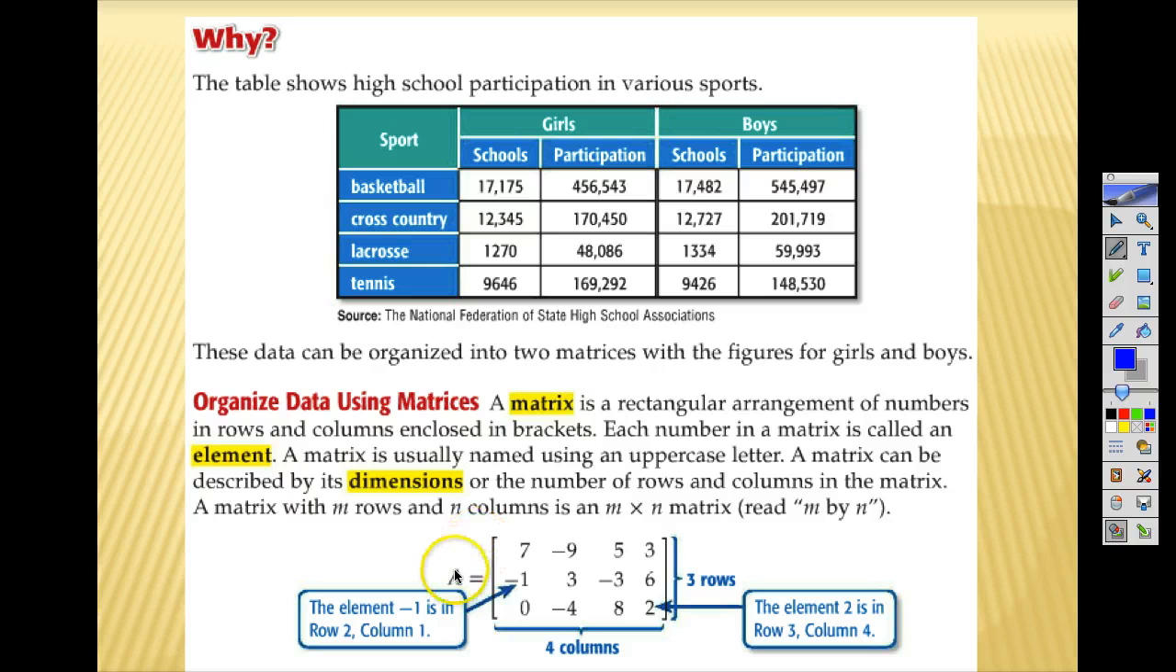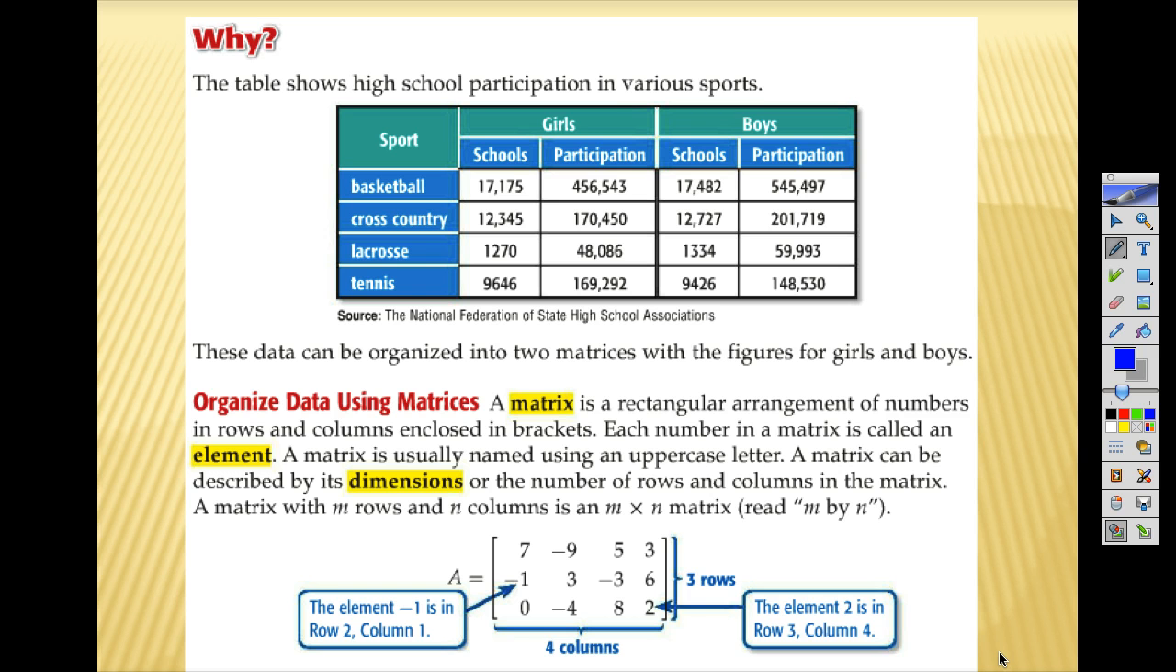So here you have matrix A, and it has 3 rows and 4 columns. So you state this matrix by saying the number of rows. There's 3 rows and 4 columns. So it's a 3 by 4. So you read it as matrix A is a 3 by 4.